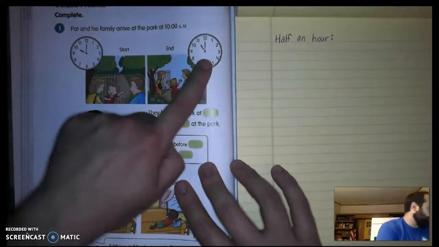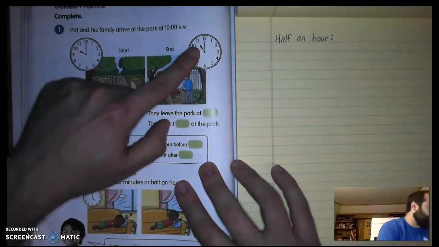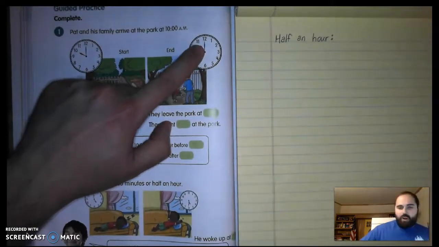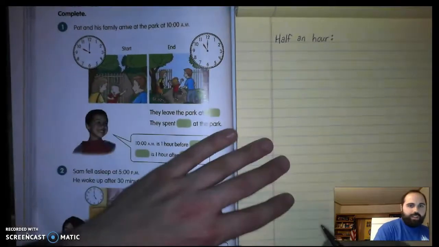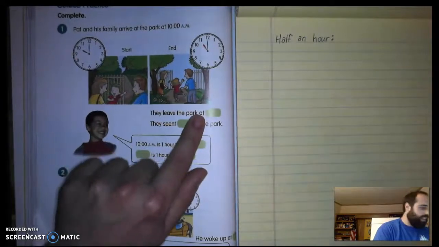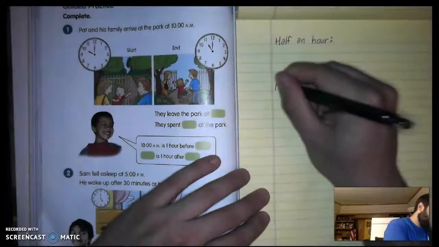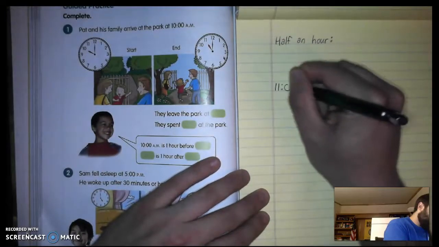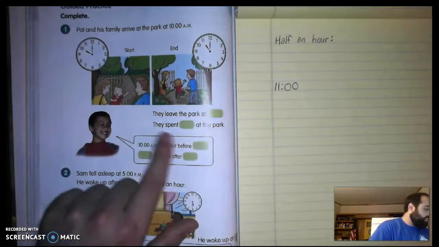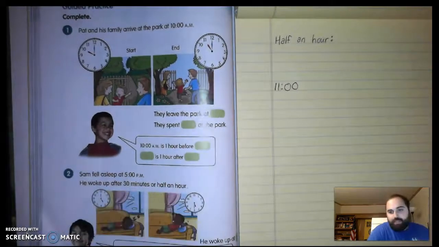So let's look at our new clock. You can see the hour hand is now at the 11. Minute hand's up at the o'clock, the 12. So we can say for this first part that they left at 11 o'clock, right? They left at 11 o'clock. They spent blank at the park. Now we're not talking money, we're talking time. How long did they spend at the park?